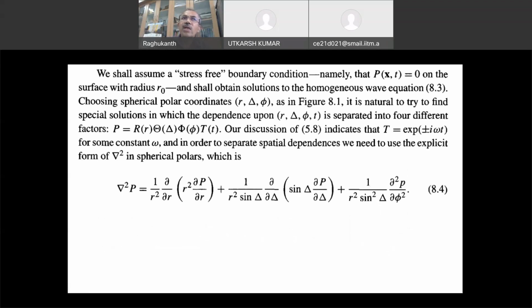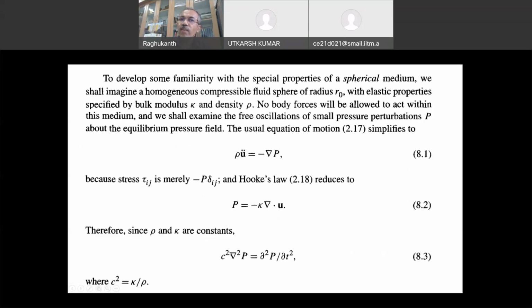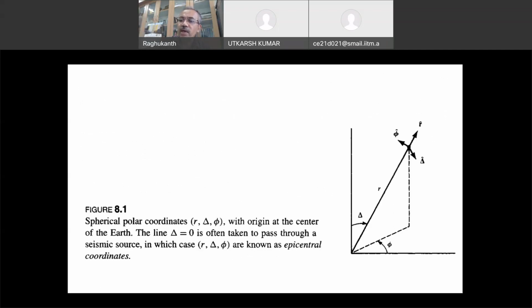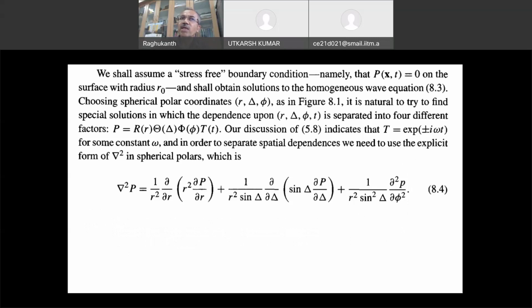So your Laplacian operator, del square p, in Cartesian is dou square by dou x square plus dou square by dou y square plus dou square by dou z square. But in spherical coordinate systems, it looks like a bigger expression because it is not x, y, z. You have r, then theta, then phi itself. So three things will be there. So this is our Laplacian operator.